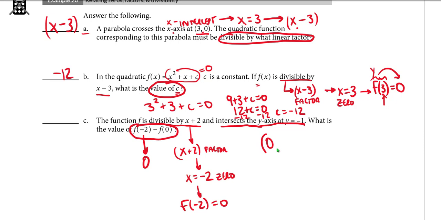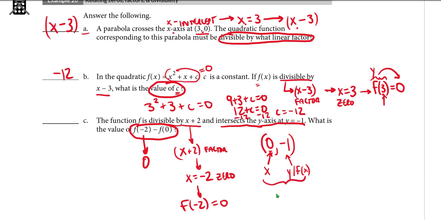Our x value is 0. Anytime we are on the y-axis, our x value is 0. So we know that the point (0, -1) lies on this function. That 0, of course, is an x value. That -1, of course, is a y or f of x value.